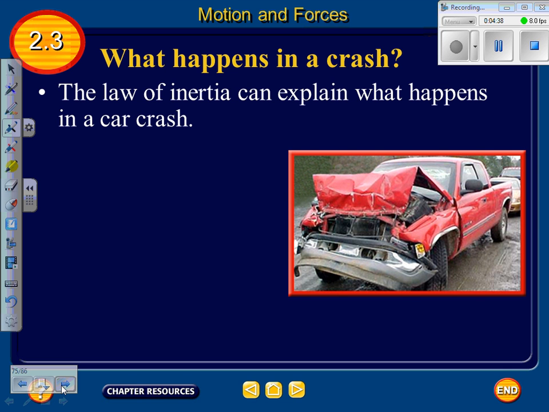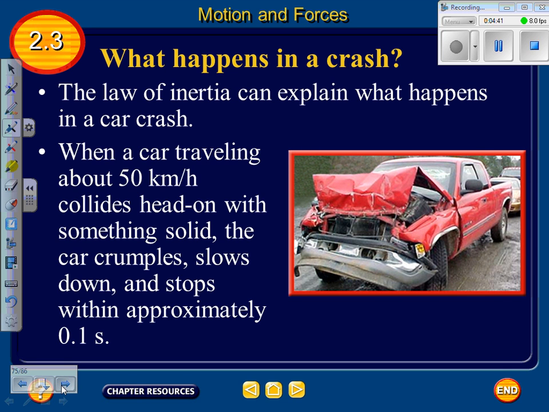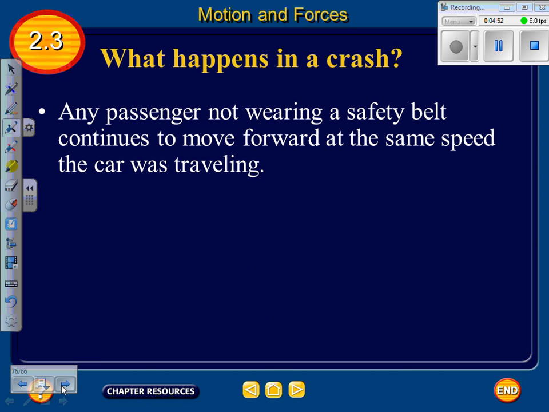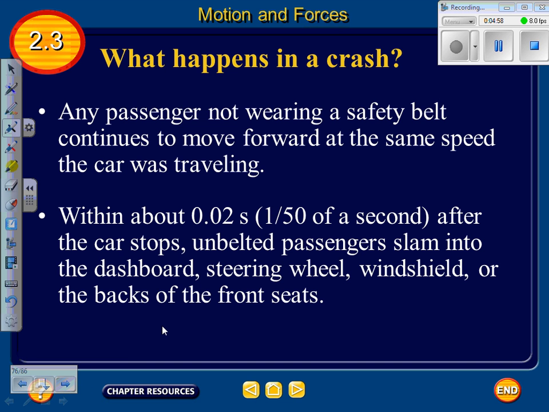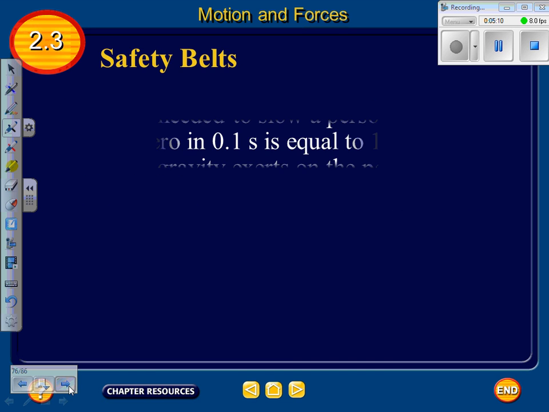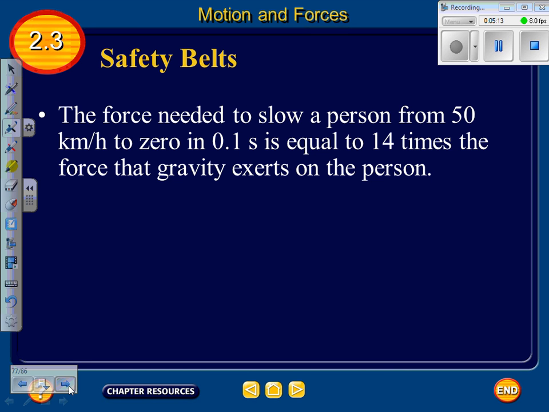The law of inertia can explain what happens in a car crash. When a car traveling about 50 kilometers per hour collides head-on with something solid, the car crumples, slows down, and stops in approximately 0.1 second. Any passenger not wearing a seatbelt continues to move forward at the same speed the car was traveling, in about 0.02 seconds, or 1/50th of a second, after the car stops. Unbelted passengers slam into the dashboard, steering wheel, windshield, or the backs of the front seats. The force needed to slow a person from 50 kilometers per hour to 0 in 0.1 seconds is equal to 14 times the force that gravity exerts on that person.